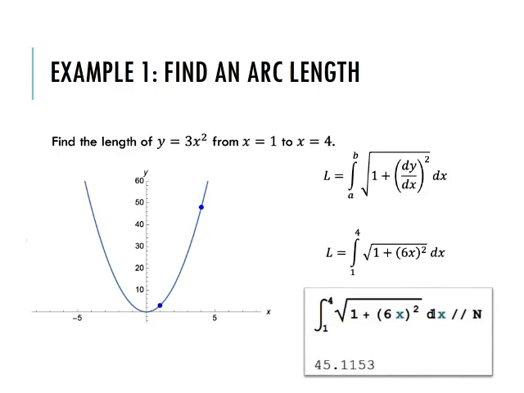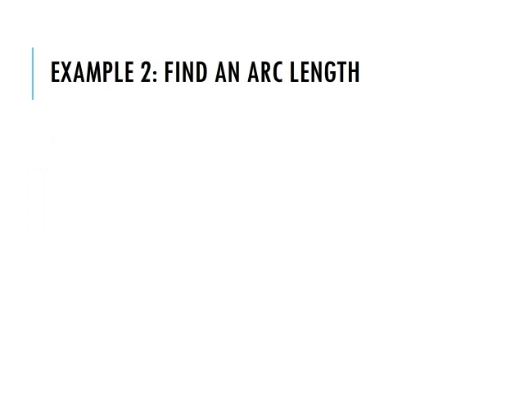So based on what we found in Mathematica, we know that the length of the curve y equals 3x squared between x equals 1 and x equals 4 is 45.12 units. In example 2, we'll use the arc length formula to find the length of a curve.